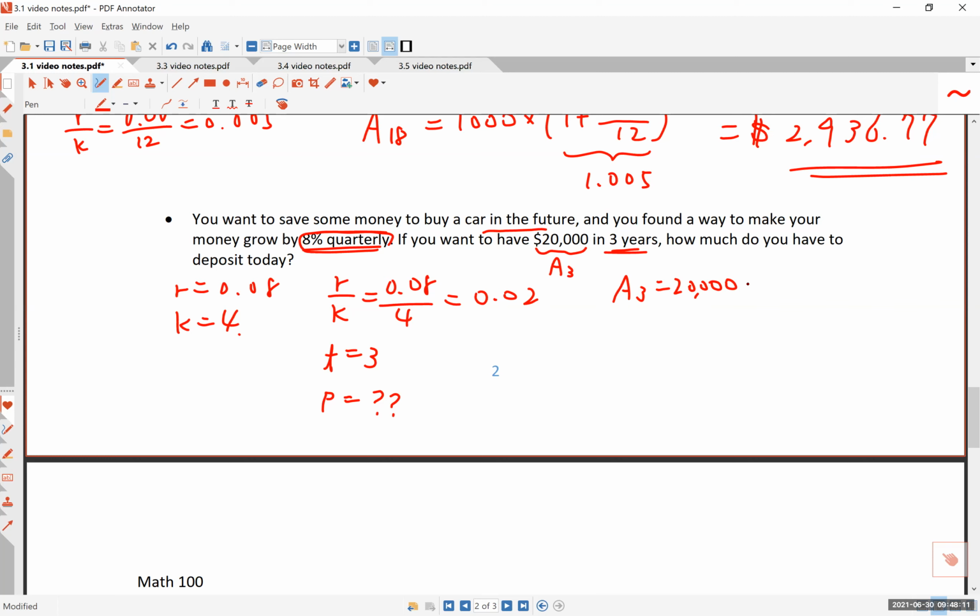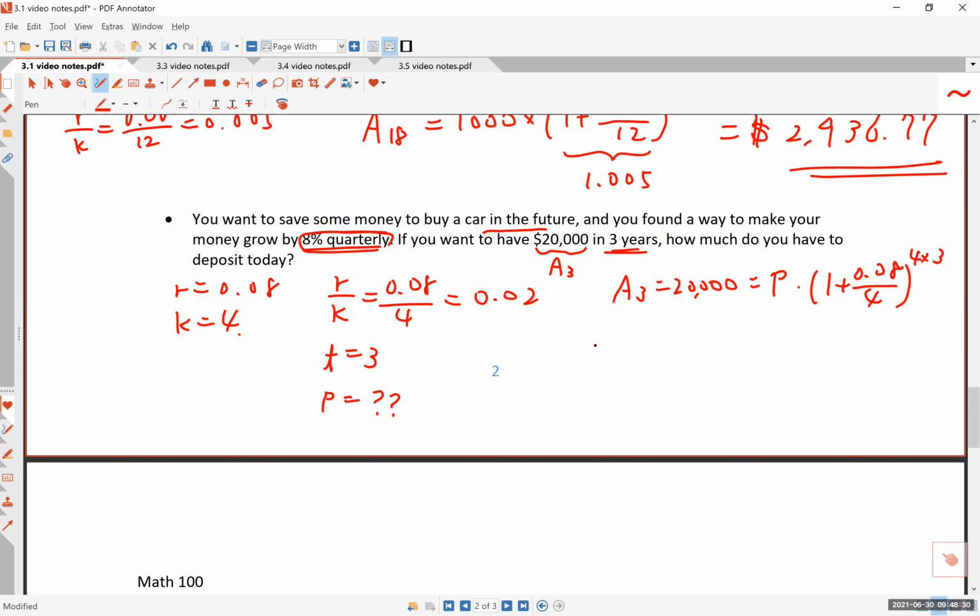20,000, okay, down payment for your future dream car that you would like to buy in 3 years, is equal to P times, and we don't know what P is, (1 + 0.08/4). And how many compounding periods do we have? For 3 years, 4 times a year. So that's 12, right?